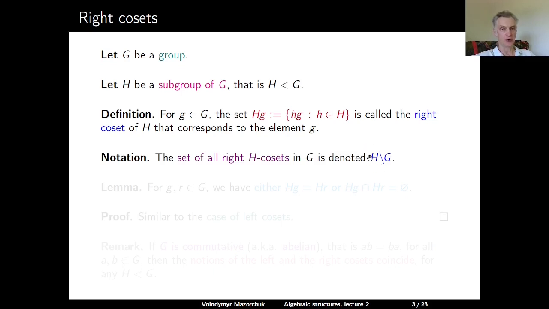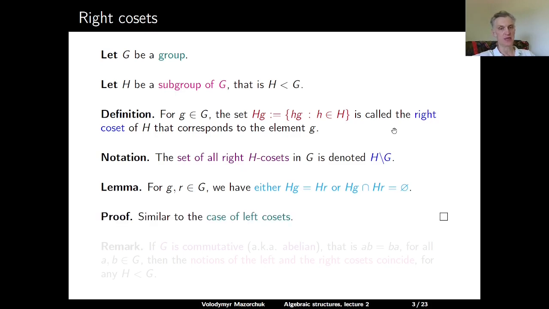So this is G modulo H with H acting on the left. So H is on the left, so we get right cosets. Lemma: for two elements g and r in G, the corresponding right cosets Hg and Hr either coincide or are disjoint. And the proof is exactly the same as for the left cosets.